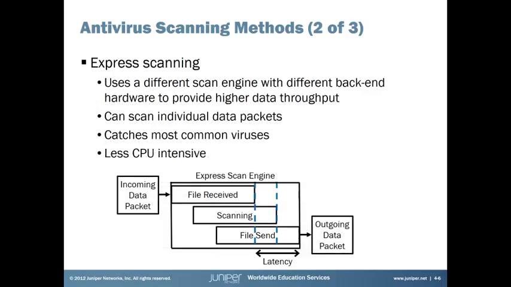Then there's express scanning. It uses a different scan engine with different back-end hardware to provide higher data throughput. It can scan individual data packets, catches most common viruses, and is less CPU intensive. So the file comes in, gets scanned, and gets sent out, with less latency, so it's faster.